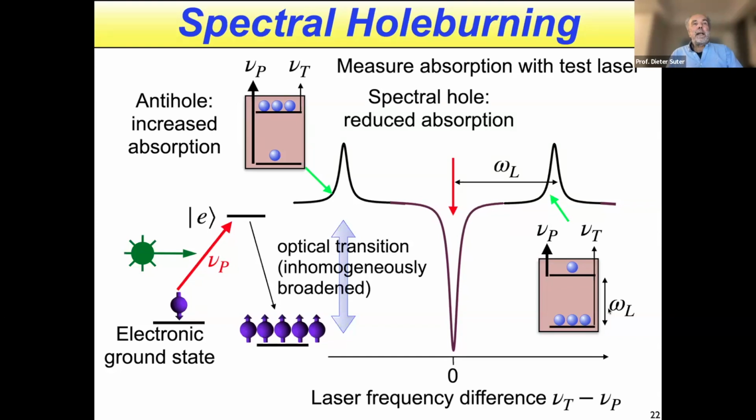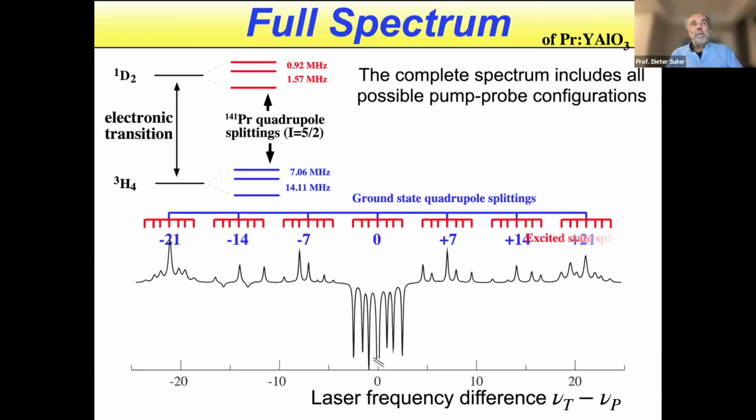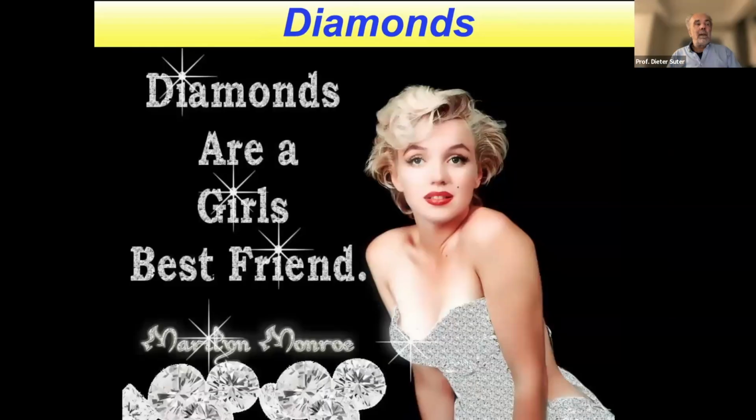This is an imaginary three-level system, just a model system, but here is an actual spectrum from a real system. In this case, the nucleus is praseodymium-141 in yttrium aluminum oxide. You see you get a relatively complex spectrum with 7 holes and about 40 anti-holes all over the spectral range. If you analyze that, you get all the necessary parameters. Now let's switch gears again and move to a different system, the diamond.